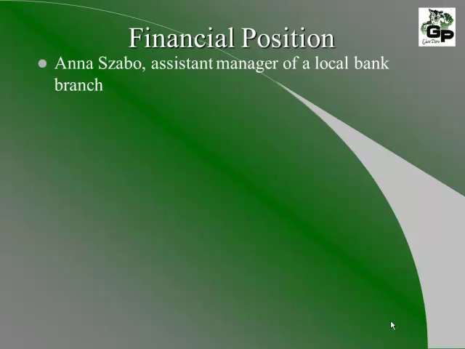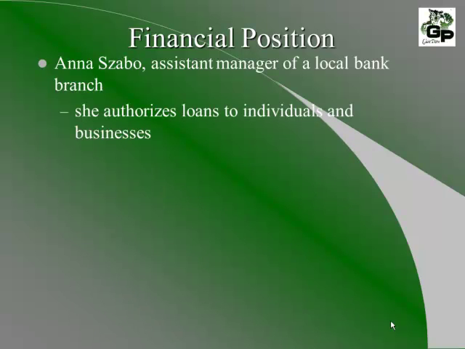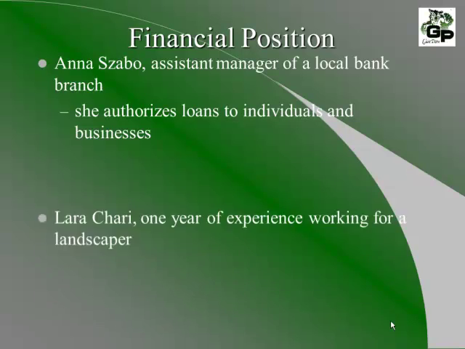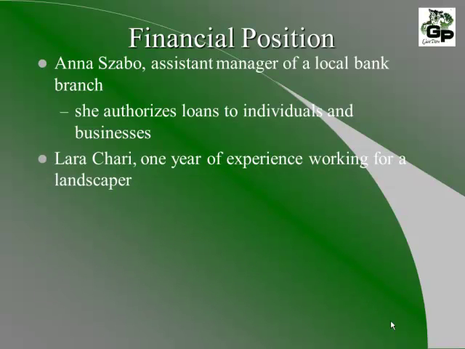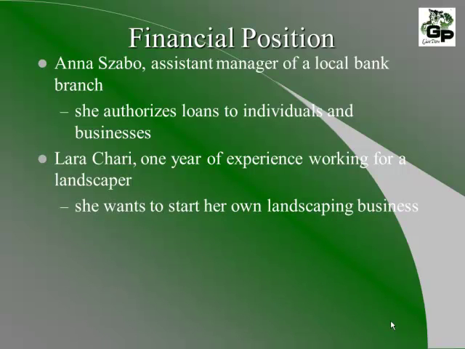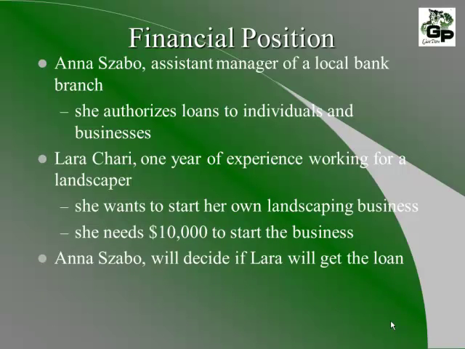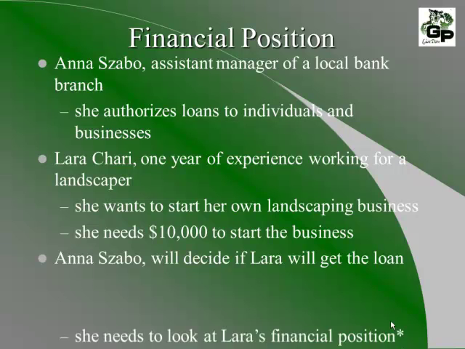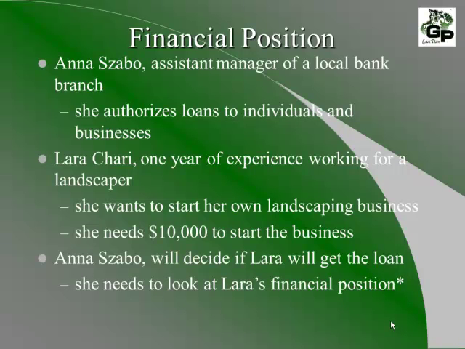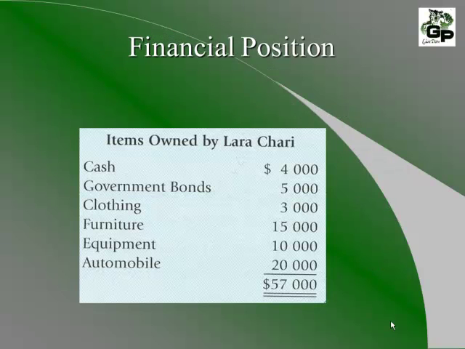First of all, we need to talk about financial position. Anna Szabo is an assistant manager of a local bank branch. She authorizes loans to individuals and businesses. Laura Chari has 1 year of experience working as a landscaper. She wants to start her own business as a landscaping company. She needs $10,000 to start the business. Anna Szabo will decide if Laura will get the loan. She needs to look at Laura's financial position in order to make that decision.